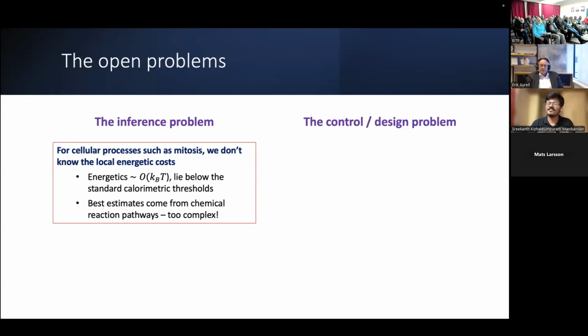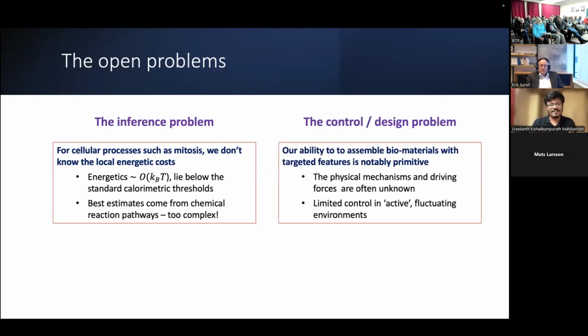Now, the second problem is what I call the control or design problem. This is basically the fact that cells, or living systems, as I showed you in the previous slide, are able to assemble biomaterials with targeted properties, and they do that systematically over and over many times. But in contrast, if you were to reconstitute all the things that would have made that beautiful swirling pattern, we wouldn't be able to recreate it the way that a cell does systematically.